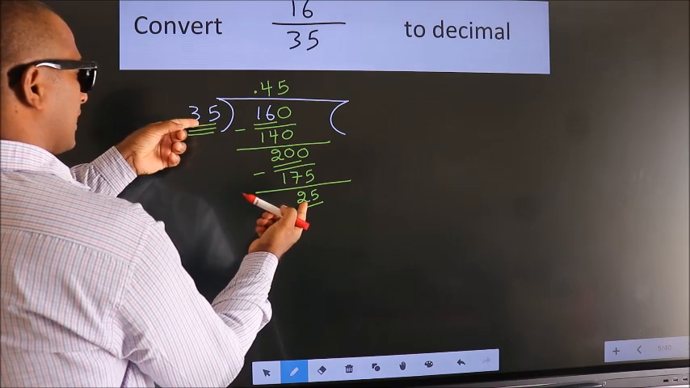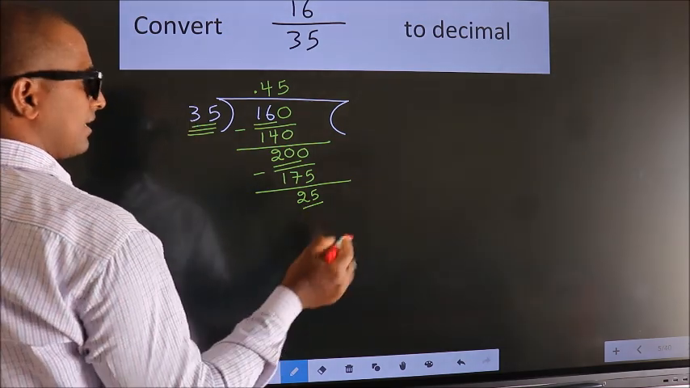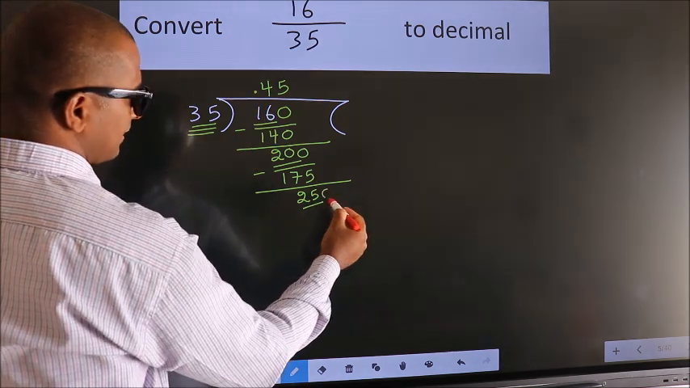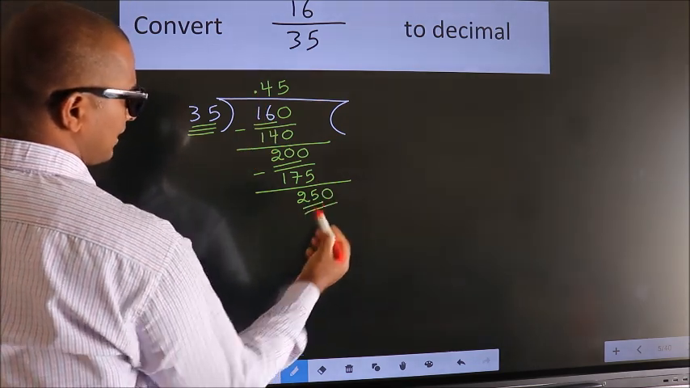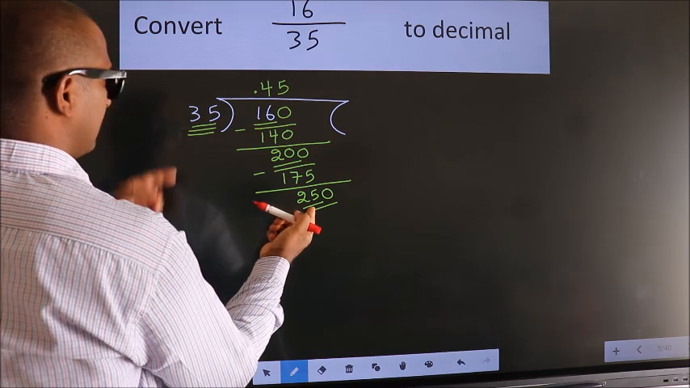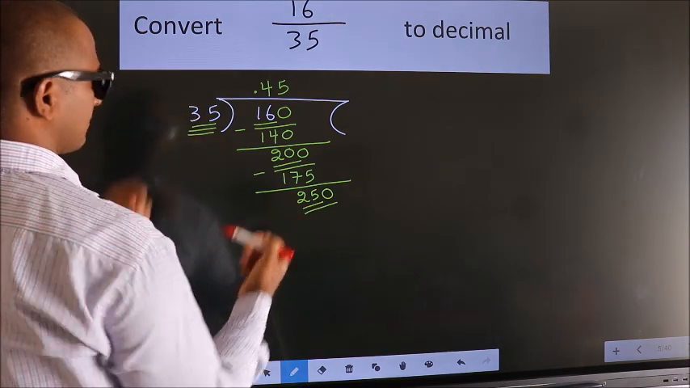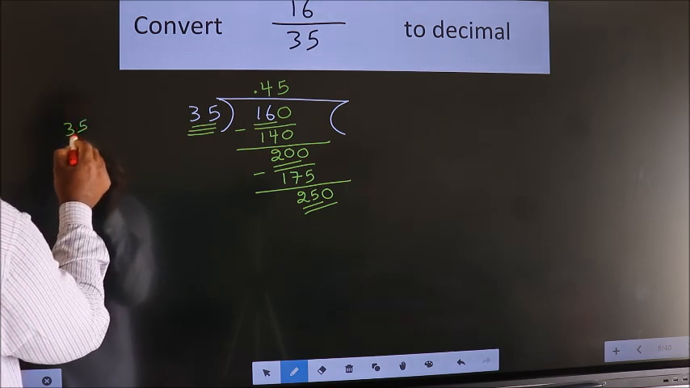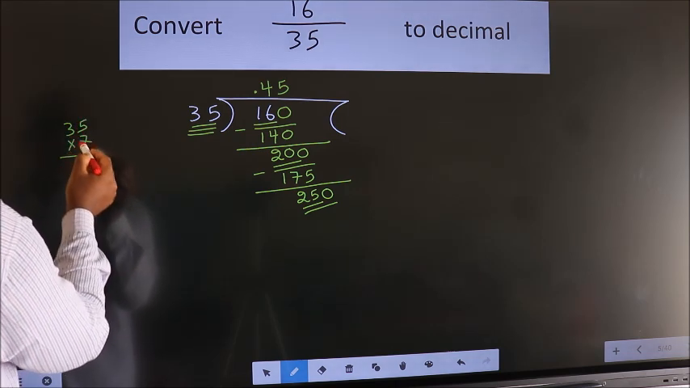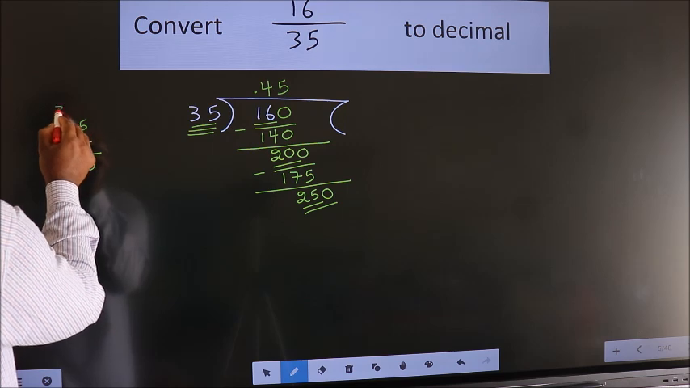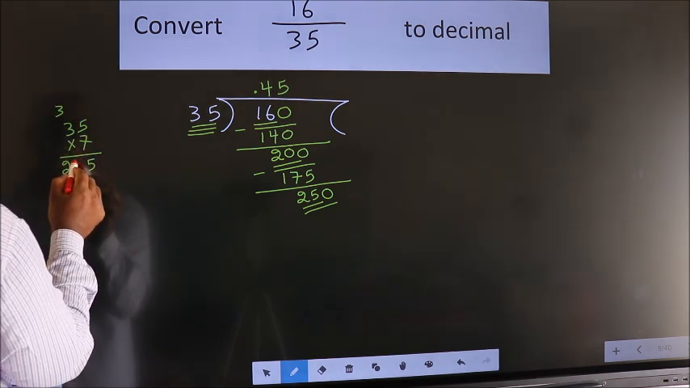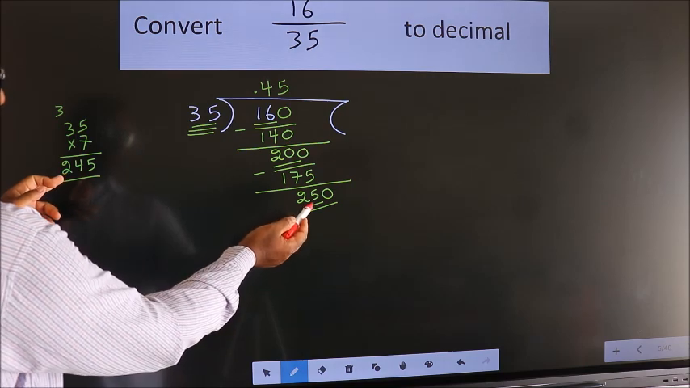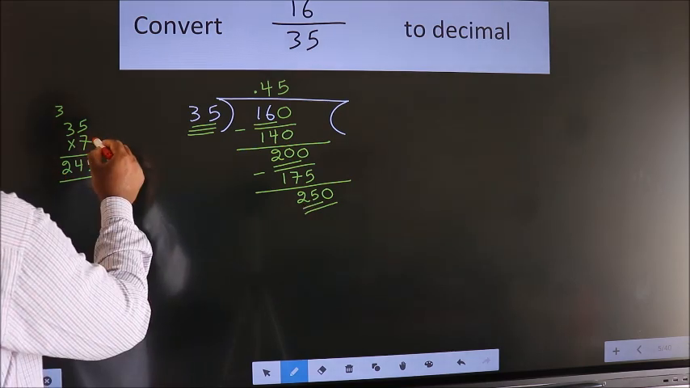25 is smaller than 35, and we already have the decimal, so we can directly take 0. So 250. A number close to 250 in the 35 table is, let us go with 7. So 35 sevens: 7 fives 35, 5 carry 3, 7 threes is 21 plus 3, 24. So 245, close to 250.